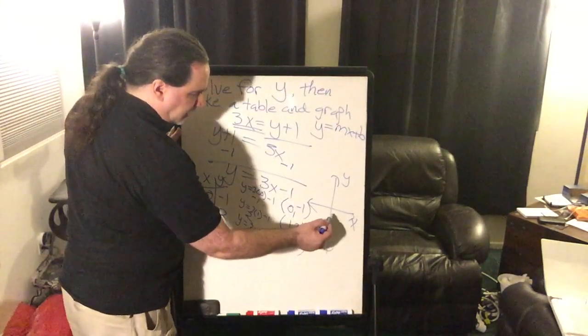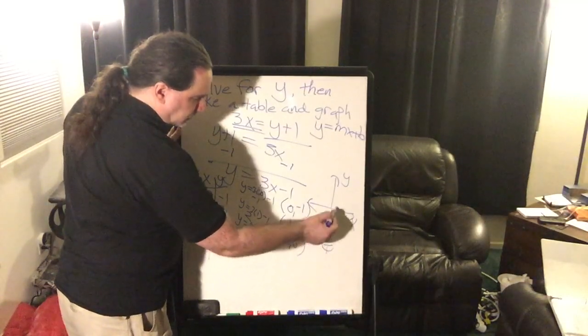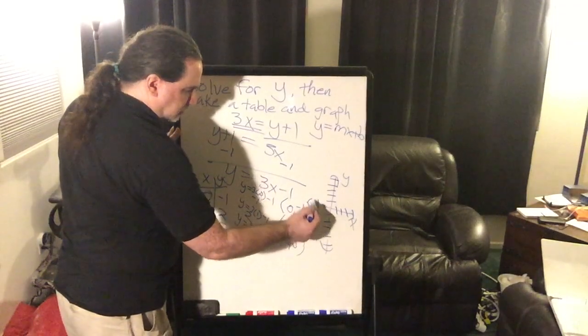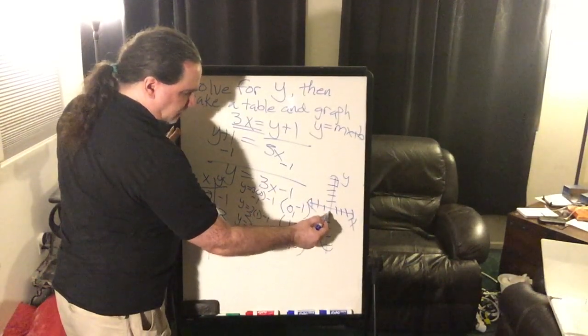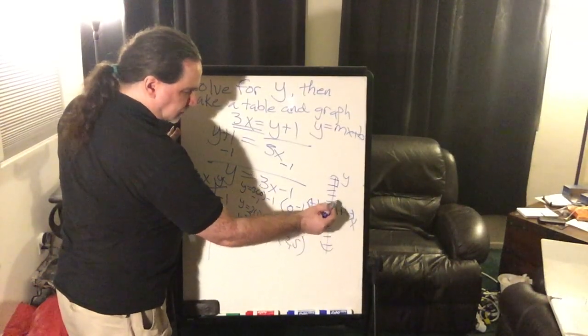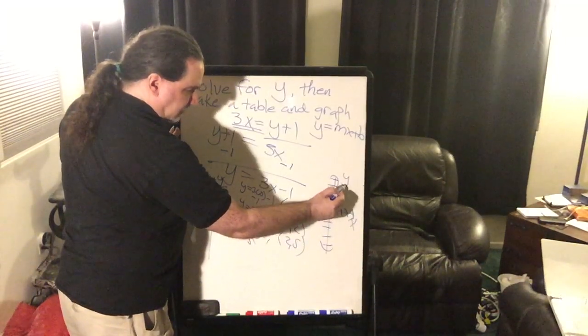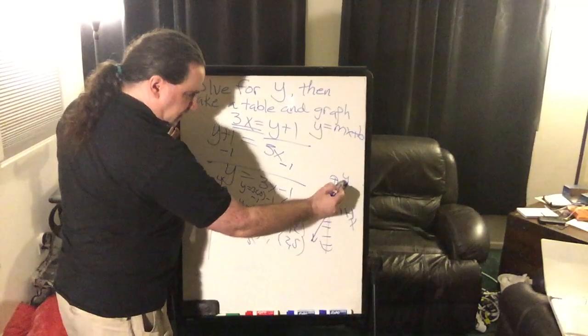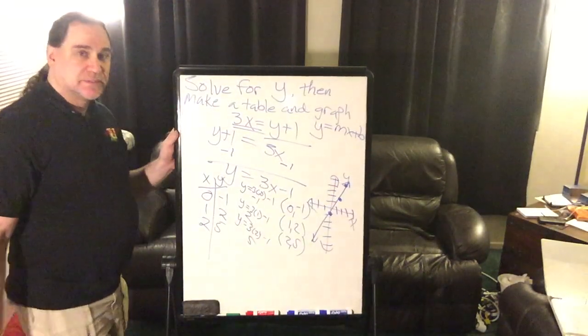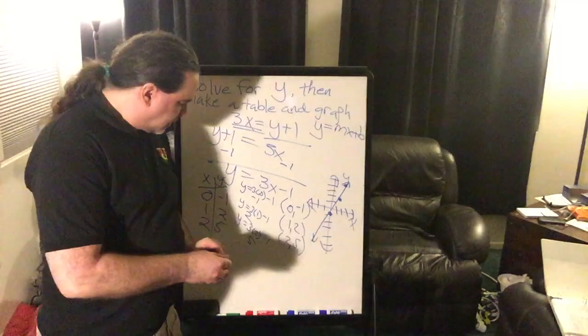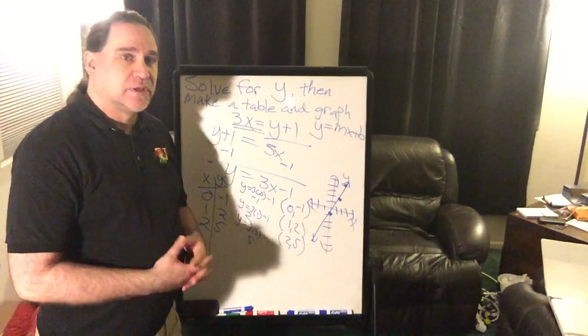So 0, negative 1. Let's just throw down some points, some little marks here. So 0, negative 1 is right here. 1, 2 is right here. And 2, 5 is right here. And look at that, nice straight line. Tells me it's all done right and I'm happy about how it looks. Okay?